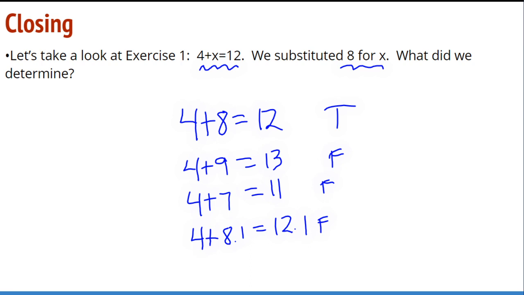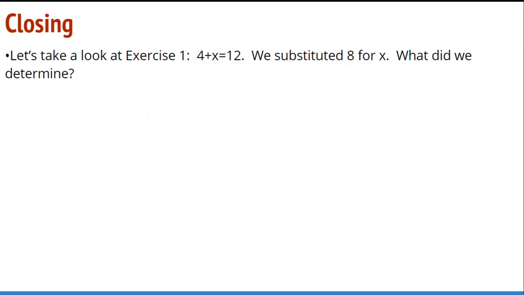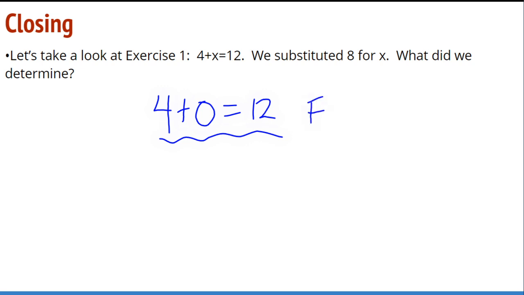So we found that in this situation, there was only one number that would make this true. And we had a whole bunch of numbers that would make it false. Something interesting to do is to stick in a 0. 4 plus 0 equals 12. I love seeing what happens when I'm at 0. And of course it was still false.